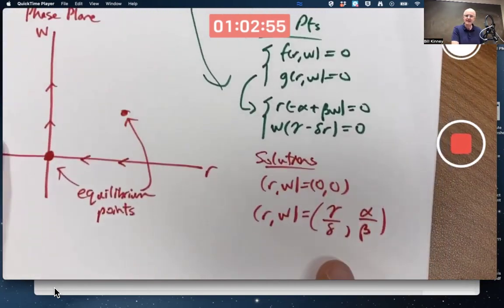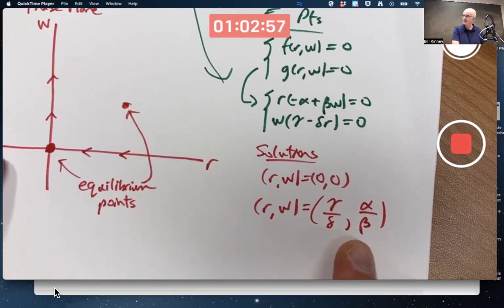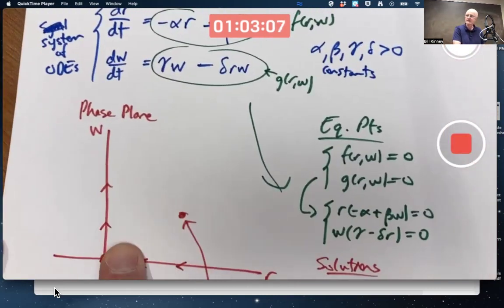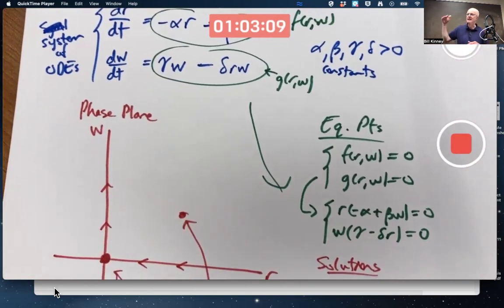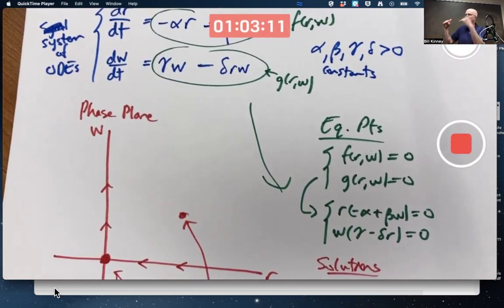If, on the other hand, beta and delta are large compared to alpha and gamma, these fractions are small, and the equilibrium point's close to the origin. The equilibrium solutions for both the robins and the worms is low, relatively speaking, as functions of time, as horizontal lines, which I'm not drawing here.